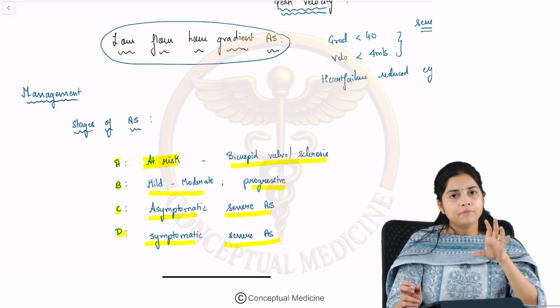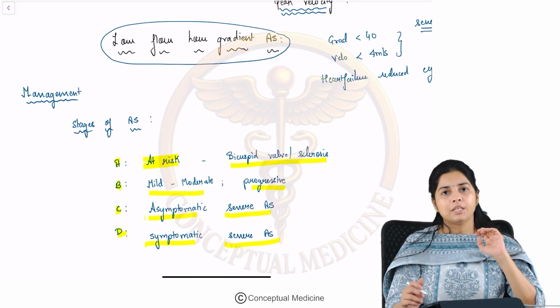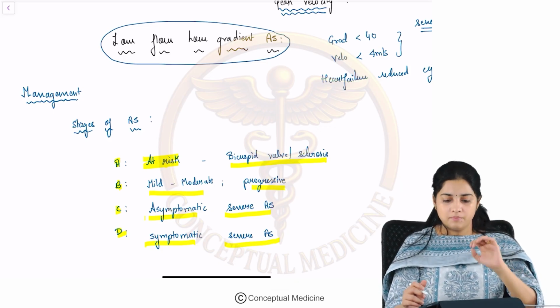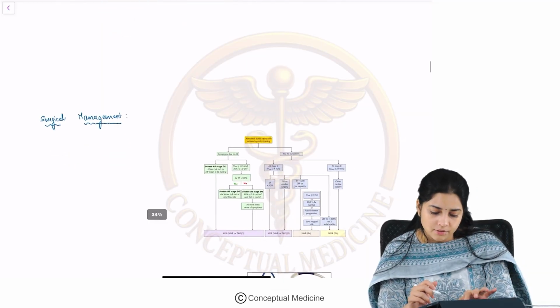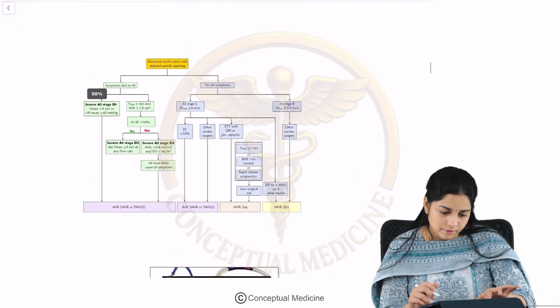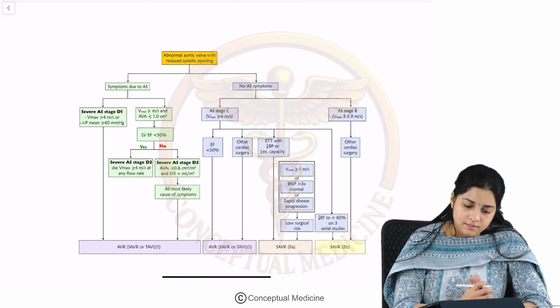So, why should we know this? Because depending upon the stage, we decide what type of treatment we want to offer to the patient. Okay, fine. Now, let us move to the surgical management of aortic stenosis.